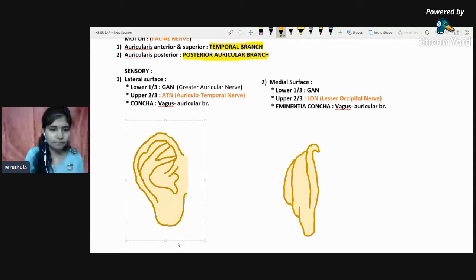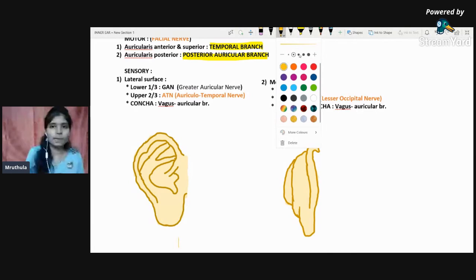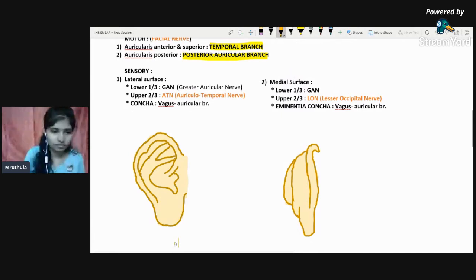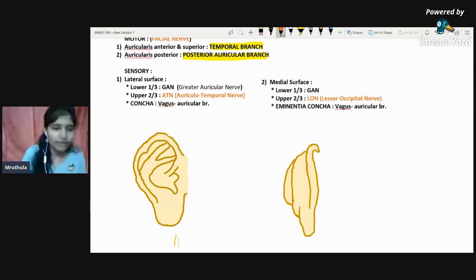Let me show that in this diagram. First we'll start from the lower aspect. The lower 1/3, the nerve that comes is the greater auricular nerve. From the lower aspect, the greater auricular nerve comes. It gives a branch to the posterior aspect.